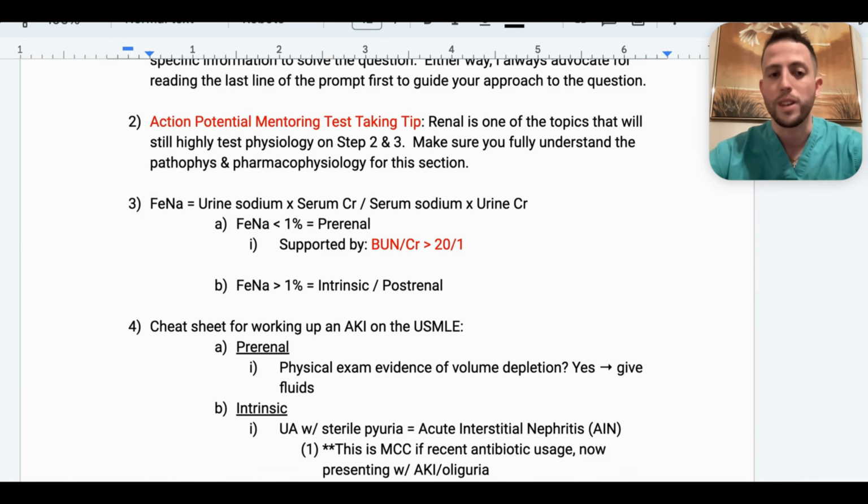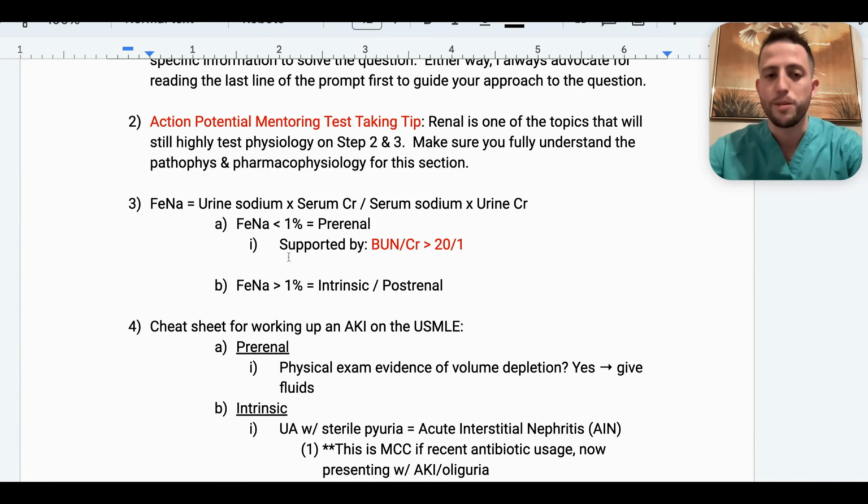To calculate FENA, it's your urine sodium times your serum creatinine, divided by your serum sodium times your urine creatinine. You have to write out this equation a few times to make sure that you know it. How I keep it in my head is that you're going to have a sodium and creatinine in the numerator and a sodium and creatinine in the denominator, and you just have to remember that they're opposites of each other. So it's the urine sodium and the serum creatinine in the numerator, and the serum sodium and the urine creatinine in the denominator. All right, once you've got that memorized, you can move on.